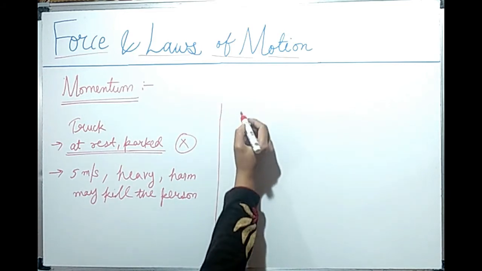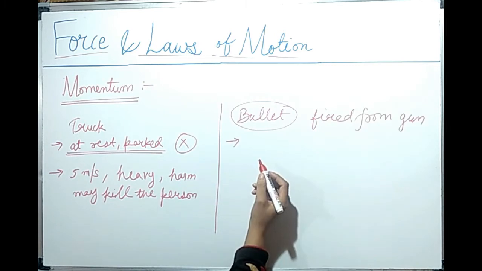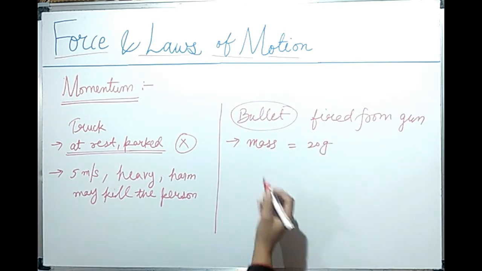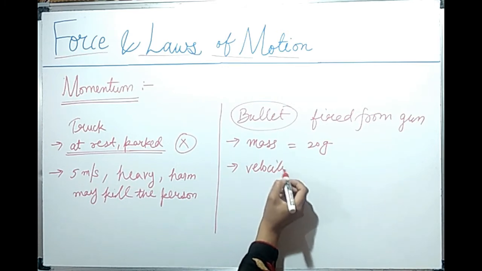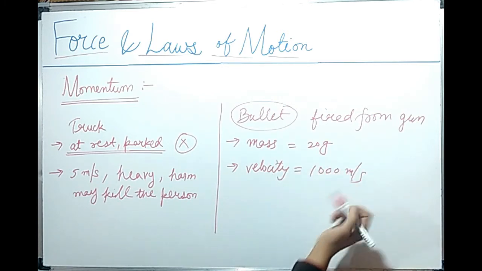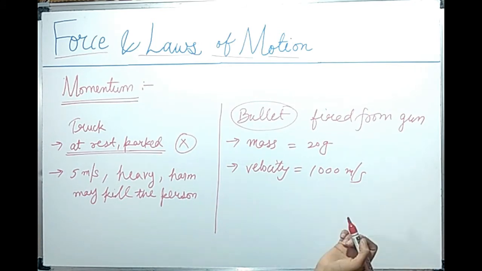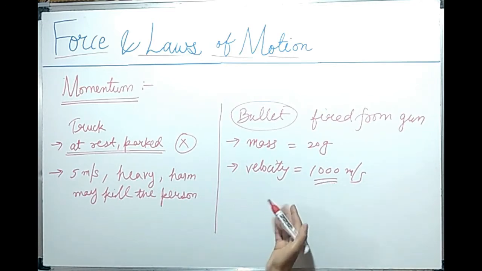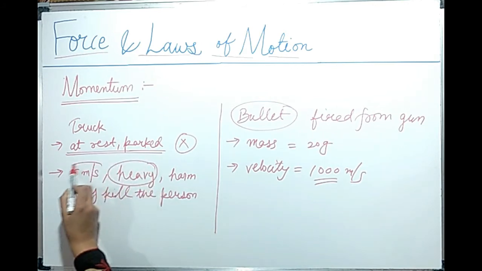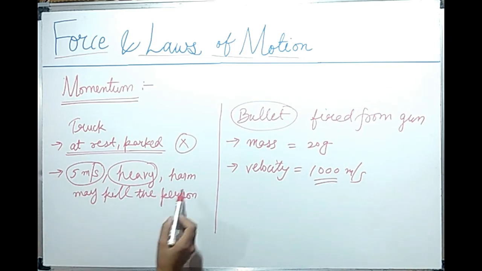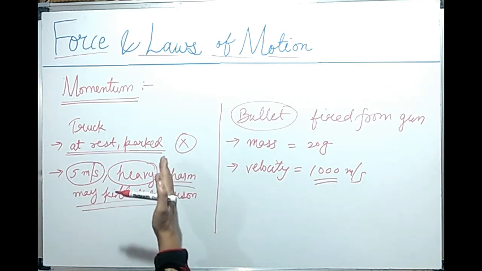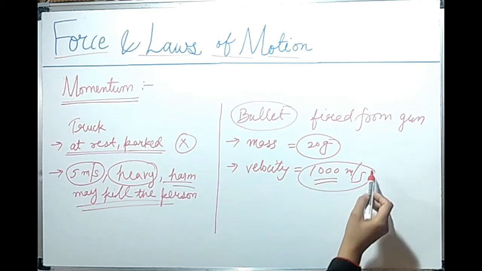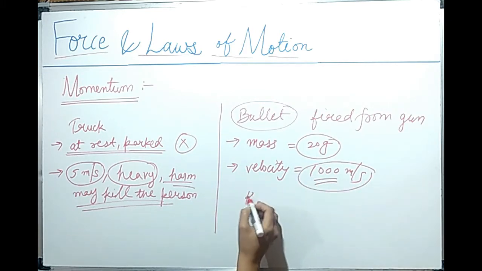On the other side, the bullet is fired from a gun. Bullet mass is very small, let's say 20 grams, and velocity may reach up to 1000 meter per second. In some rifles or pistols it is 500 meter per second. Depending on the type of pistol or revolver, it may go up to 1200 meter per second. So the truck, being so heavy but with very little velocity, 5 meter per second, may kill the person coming in its path. On the other side, the bullet mass is very small and the velocity is too high. It is certainly going to kill the person.